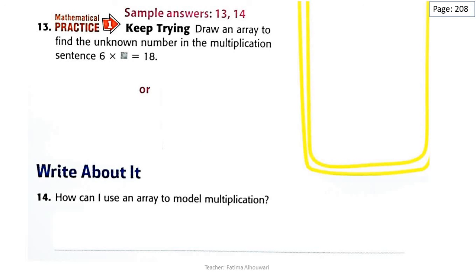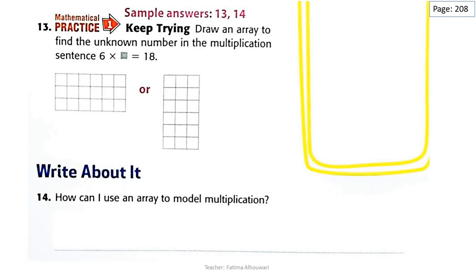Question number 13. Draw an array to find the unknown number in the multiplication sentence. The multiplication sentence is 6 multiplies something, the unknown, equals 18. The first factor is 6. The second factor is missing. It's unknown. So, to draw an array with 18 tiles, we can draw an array like this one. 3 rows of 6 tiles or 6 rows of 3 tiles.